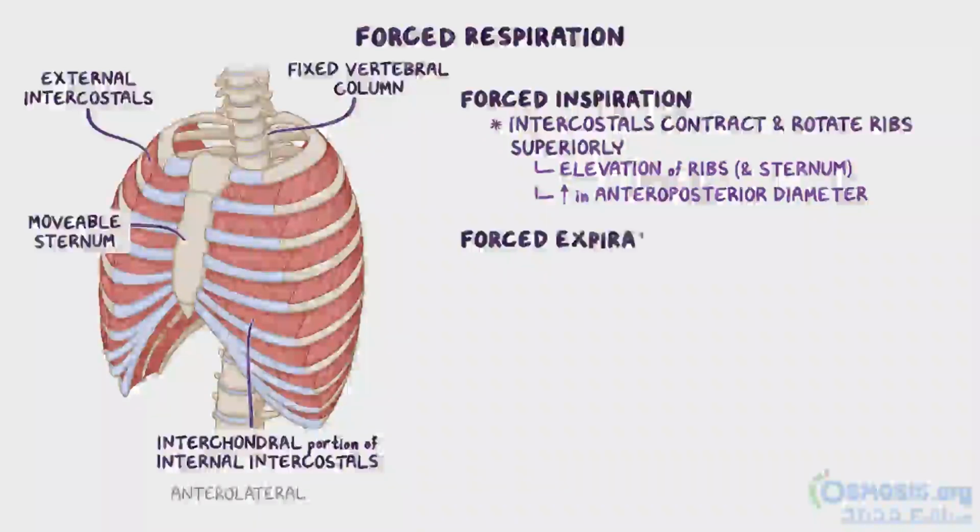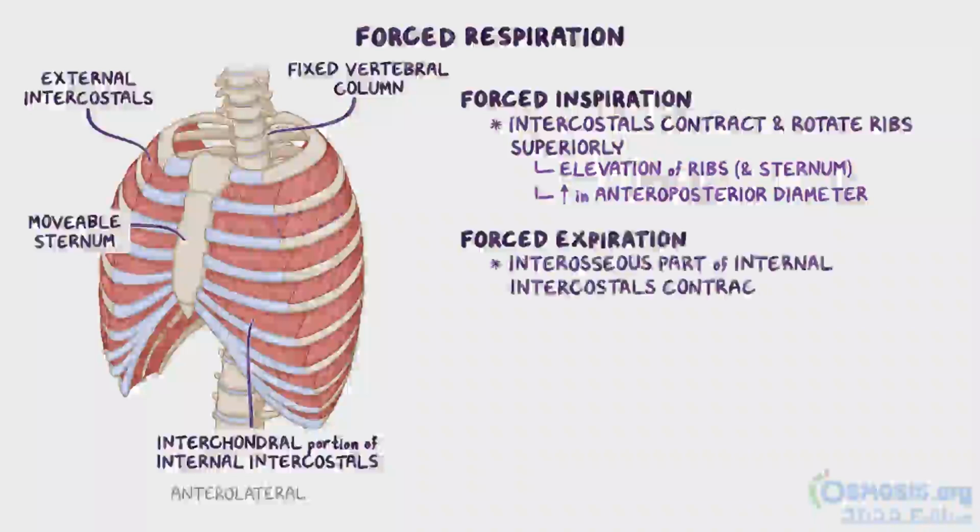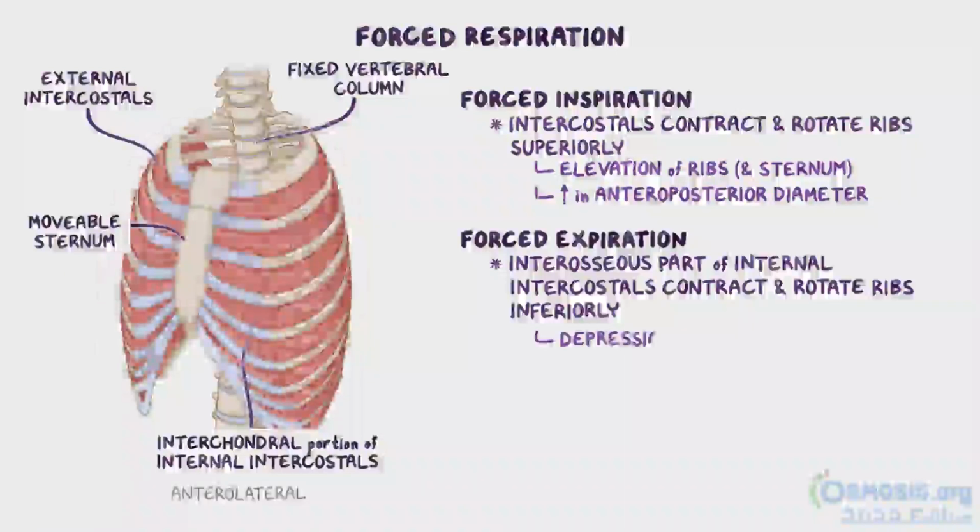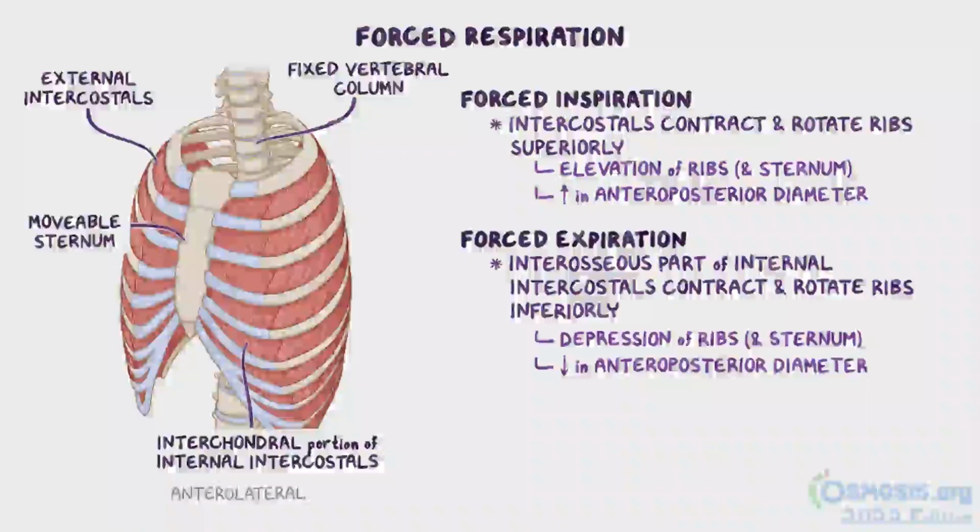During forced expiration, the interosseous part of the internal intercostal muscles contract and rotate the ribs inferiorly at their posterior axes. The result is the depression of the ribs and sternum and the decrease in the anteroposterior diameter. So, this is to say that the interosseous and the interchondral parts of the internal intercostal muscles have two different actions during forced respiration, even though these muscle fibers have the same orientation.